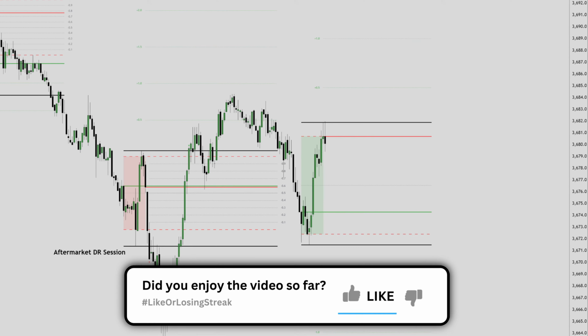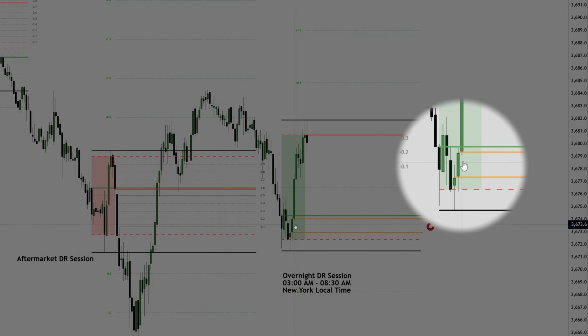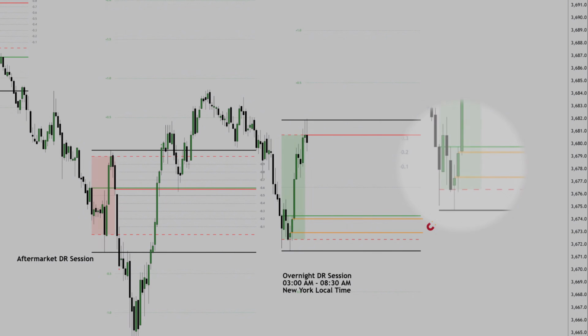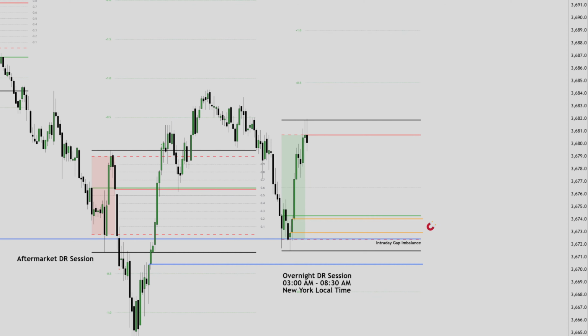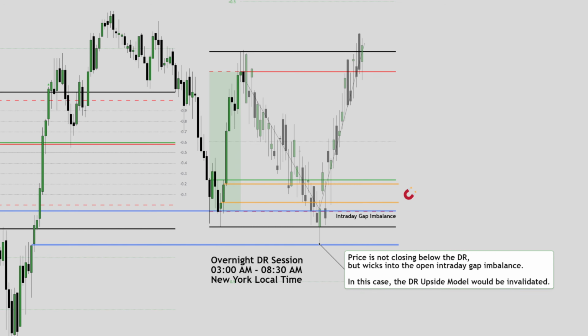As a DR trader, your job is to prepare beforehand, and that means adding confluences. Inside the range, there are two open magnetic volume imbalances, untouched and waiting to be rebalanced. These levels act like magnets. Two intraday gap imbalances are also present. Notice one sits outside the range. Why keep it marked? Because price can wick just below the DR low, snap back inside, and then rally higher, confirming longs. If that happens, the upside model breaks, but the range expansion model stays intact. That's important information most traders miss.